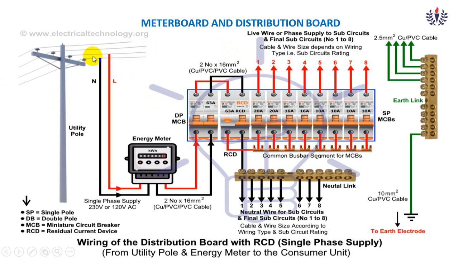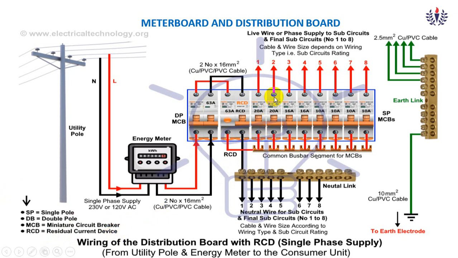Here you can see the line is tapped, so it is a little bit clearer. It is coming to the meter. This is the kilowatt hour meter. From that it is going to the DP. DP is nothing but double pole. Here you can see pole 1, pole 2. SP is nothing but single pole. From the double pole, it is going to the RCD. RCD is nothing but residual current device. Now it is also known as MCBs or ELCBs, whatever it may be.